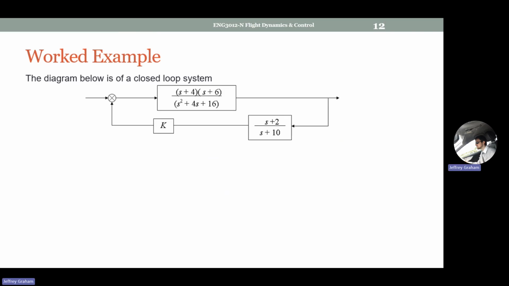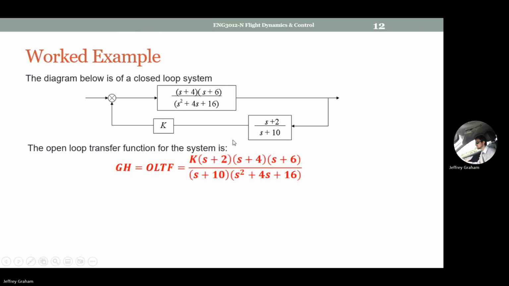Pick this one because we know the answers to the denominator. And obviously the numerator is very straightforward. So there's the open loop transfer function. We would have zeros at -2, -4, -6. And obviously the poles on the bottom, we worked this one out in the last example.